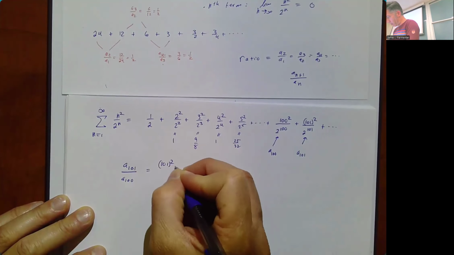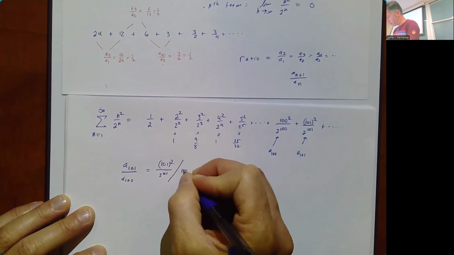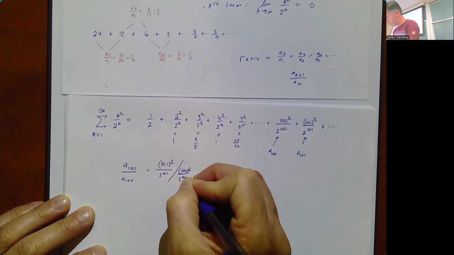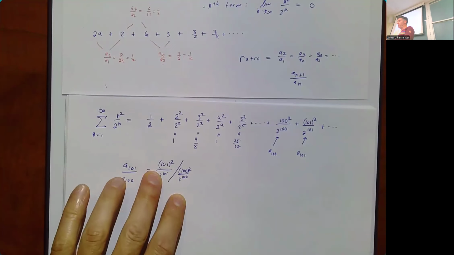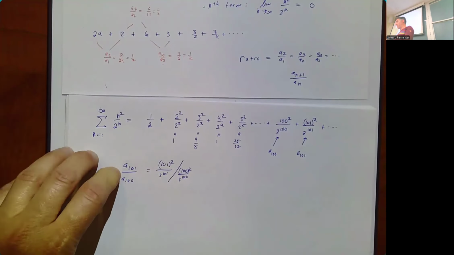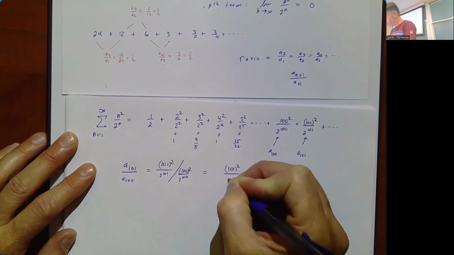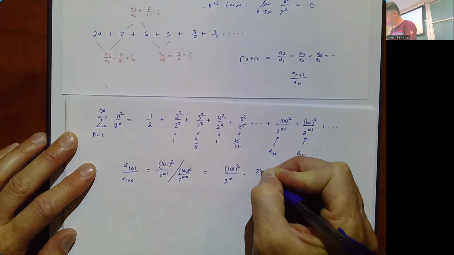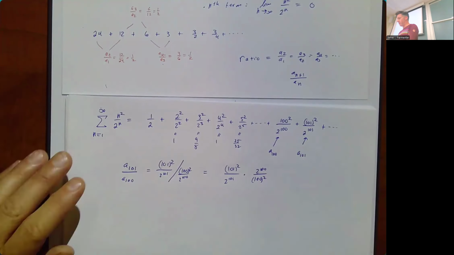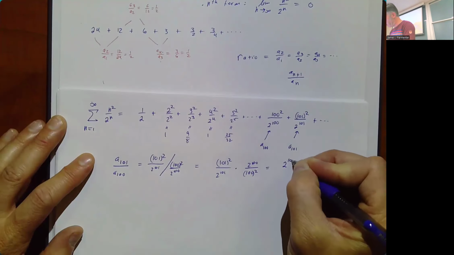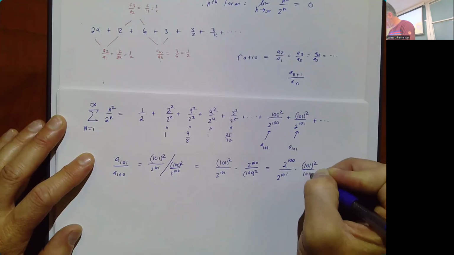We've got 101 squared over 2 to the 101st power divided by 100 squared over 2 to the 100th power. When we do these ratios, we often don't write this initial fraction. We write the top thing multiplied by the reciprocal of the bottom thing, because we always end up doing that. So here's what we've got: 101 squared over 2 to the 101 times 2 to the 100 over 100 squared. Then we usually rearrange the fraction so that the similar things are together. So we have 2 to the 100th power over 2 to the 101st power times 101 squared over 100 squared.